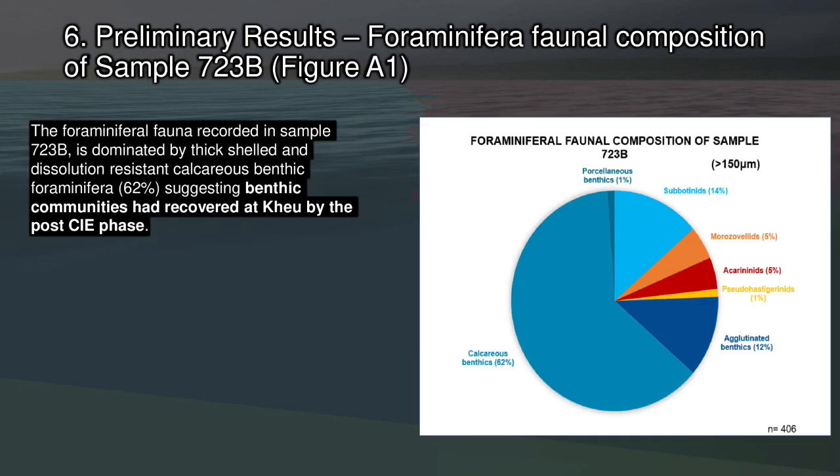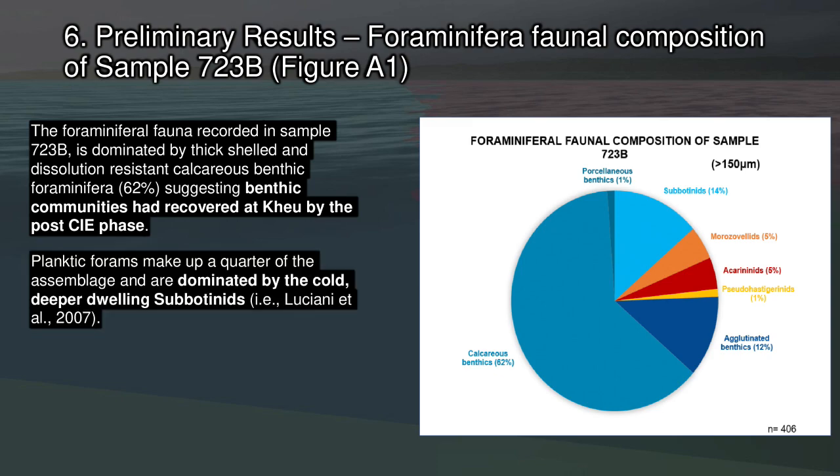In terms of the foraminifera faunal composition, the sample was actually dominated, 62%, by the thick-shelled and dissolution-resistant calcareous benthic foraminifera, and this suggests that by this point in the section, potentially the benthic foraminifera communities have recovered from the abrupt warming event that was spoken about at length within the report.